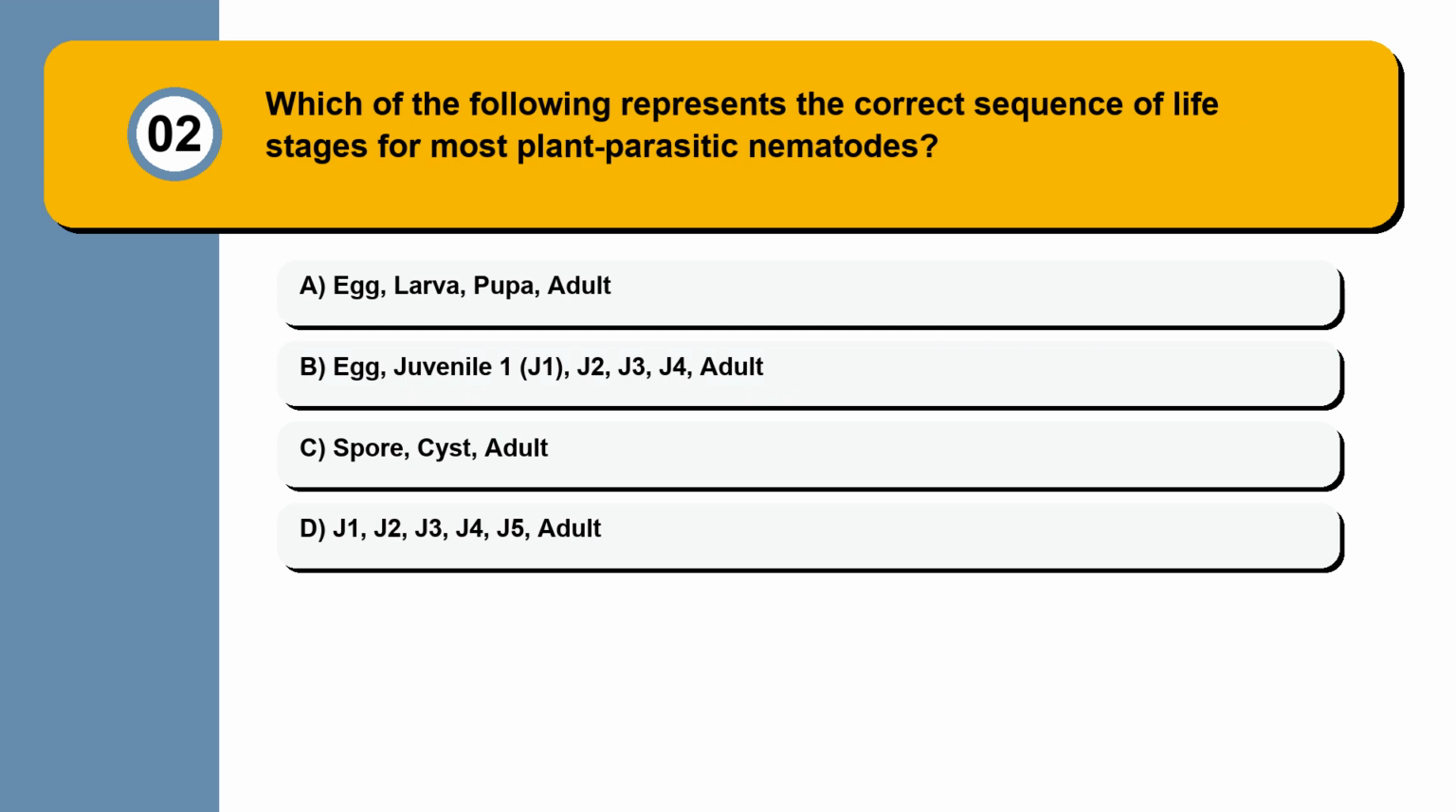Question 2. Which of the following represents the correct sequence of life stages for most plant-parasitic nematodes? Egg, larva, pupa, adult. Egg, juvenile 1, J1, J2, J3, J4, adult. Spore, cyst, adult. J1, J2, J3, J4, J5, adult.